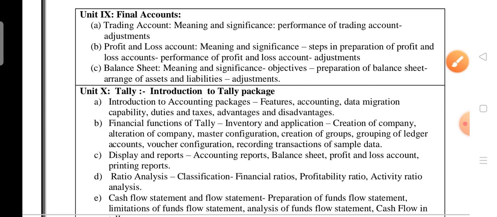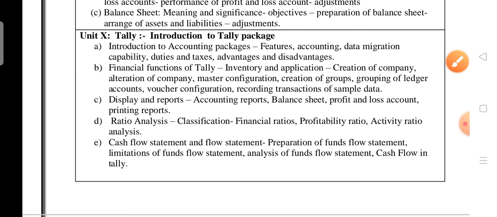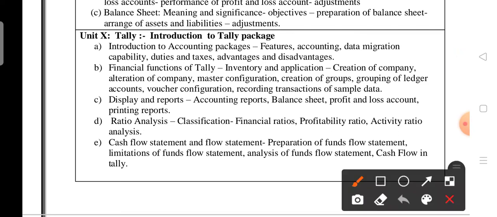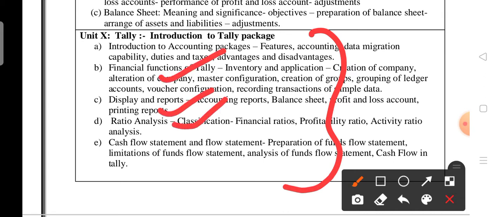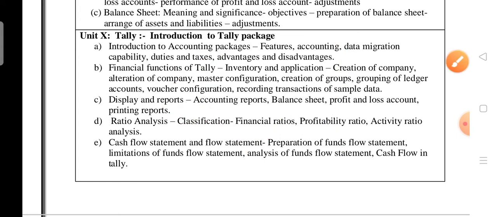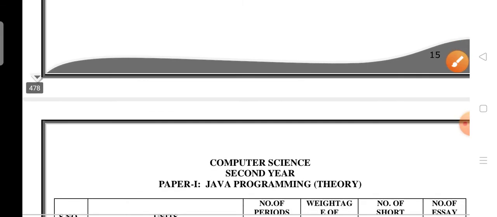Next, the last unit, introduction to the Tally package. This is separate. Up to the first nine units only accountancy will be there, but the 10th unit is an introduction to the Tally package. So that is the reason you have to cover all the terminology of Tally, like analysis, display reports, financial functions, cash flow statements, everything you have to know. It's clear.